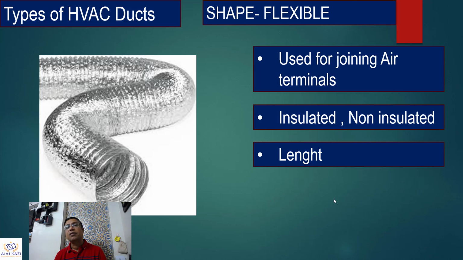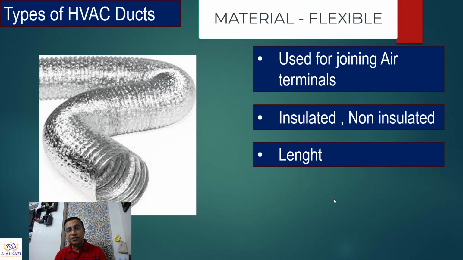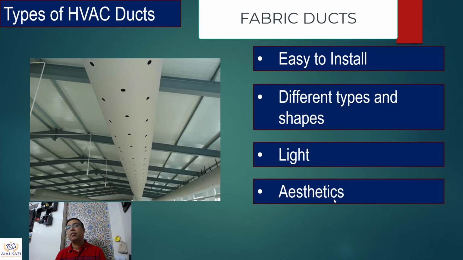Then we have flexible ducts. They're used for joining air terminals. They are either insulated or non-insulated. The length of this joining has to be minimum. It cannot be meters and meters. You can't use beyond 1.5 to 2 meters. Otherwise, you will have a huge pressure drop and you will find problems. The other material is fabric. Now it is getting popular. It is easy to install. You can create different shapes out of it. They're light in material. You can provide a lot of printing and get good aesthetics because of the fabric.